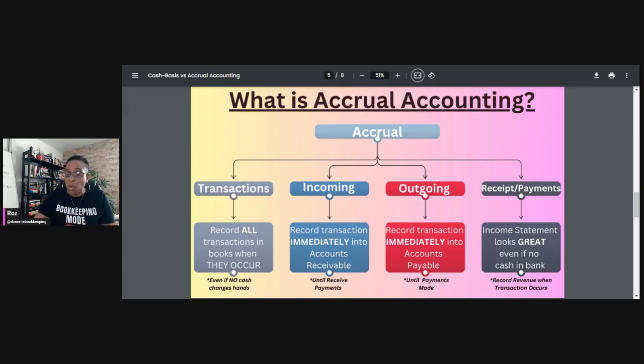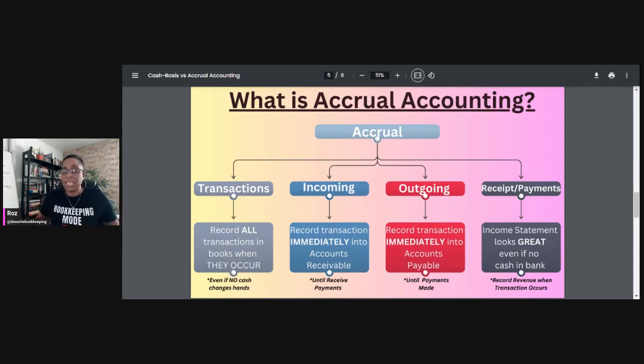And then there's outgoing. You're going to record the transaction immediately. So if you're purchasing something, maybe you're purchasing wholesale and you have store credit as a business owner, that's going to be recorded as accounts payable. So that's an expense, but it's going to be considered accounts payable in the accounts payable section, right?